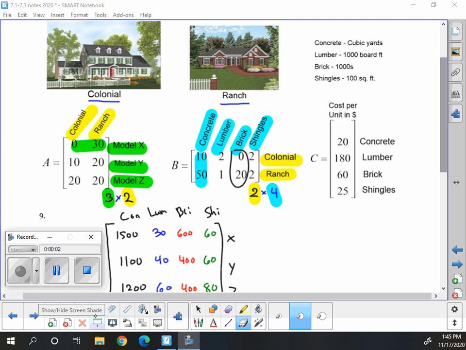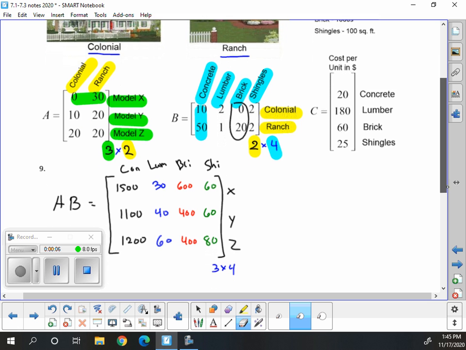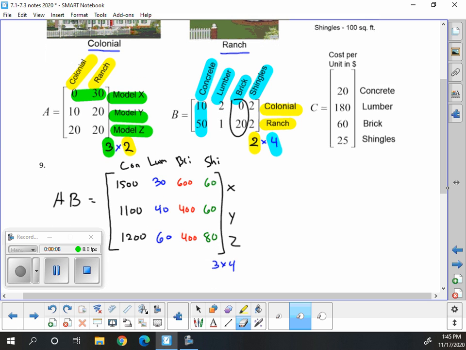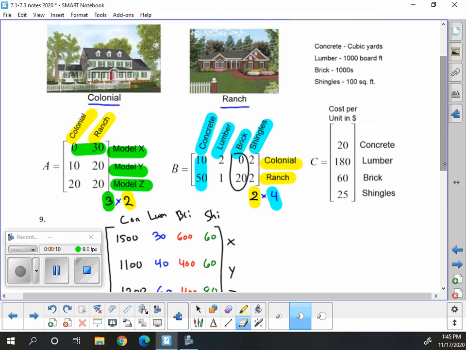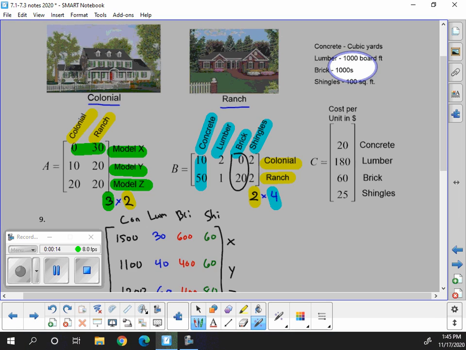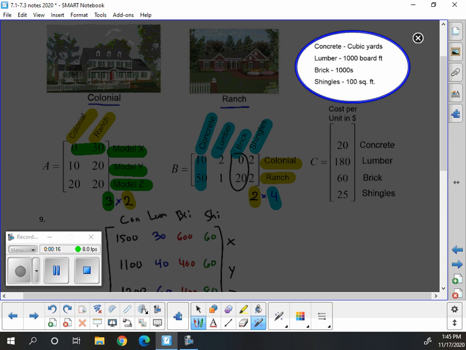All right, let's do one more example. And we're going to look at the matrices that we just got. A times B is 3 by 4. Up here at the top, you can kind of see what the units are. I skipped over that. Concrete is in cubic yards, lumber is in 1,000 board feet, brick is by the thousands, shingles are by 100 square feet of shingles.